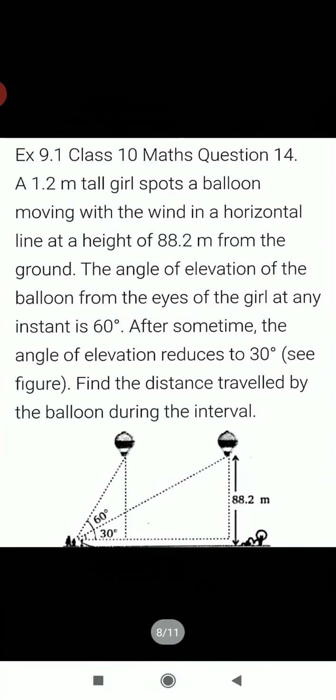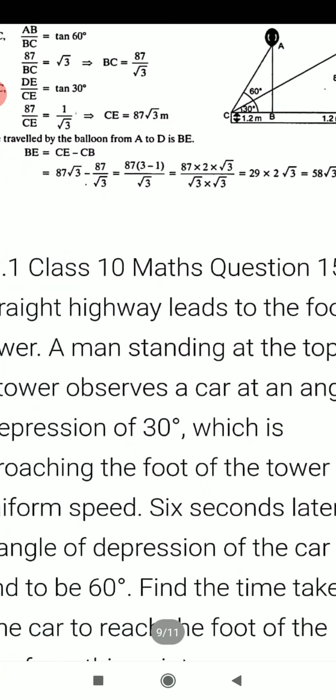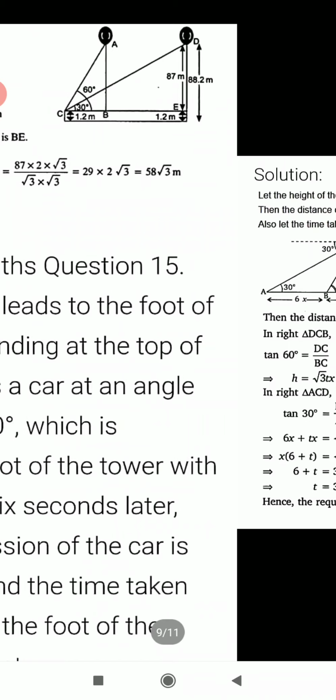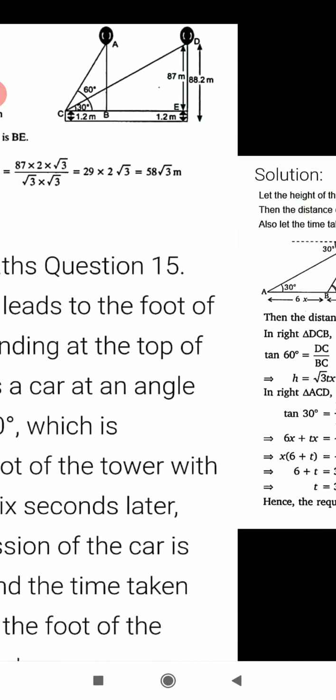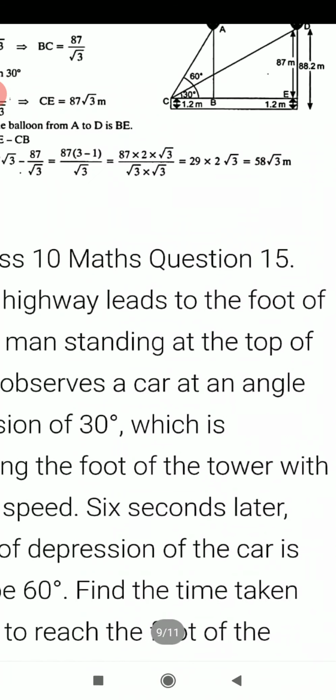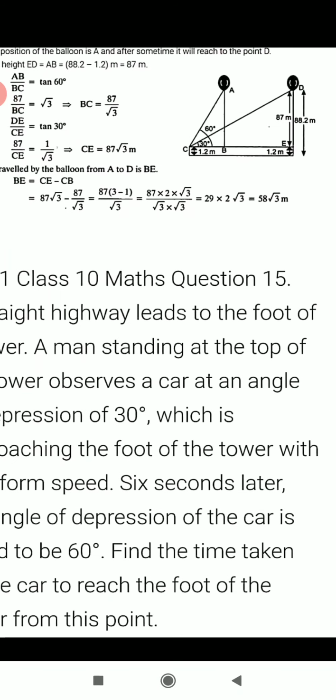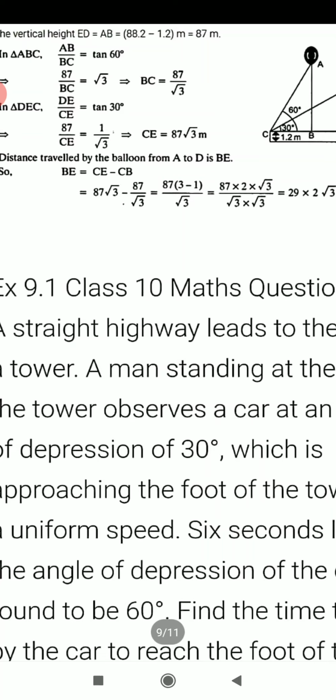You can see in the figure, from the eyes of the girl one angle is 30 degree and the other angle is 60 degree. Okay. Now you can solve using the two triangles. Okay. Now the hint is given. You can use tan 60 equals AB upon BC. Put the value of tan 60. Now BC equals 87 upon root 3.